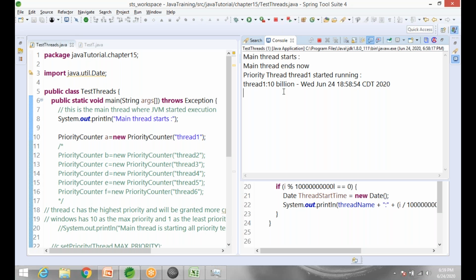All right, so let's see how fast it calculates. The program started at 6:58:17 and ended at 6:58:54. It took about 37 seconds, less than a minute. This program took less than 1 minute to count up to 10 billion. So can you understand how fast your CPUs really are?